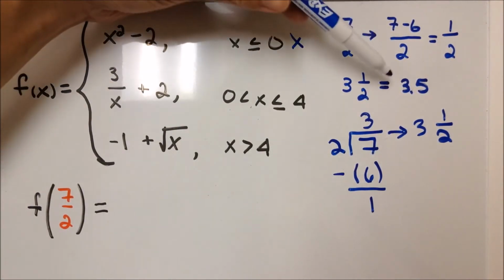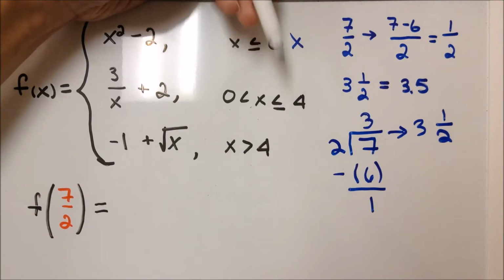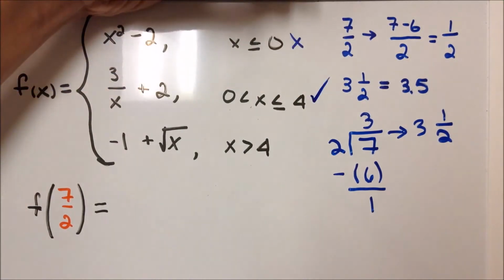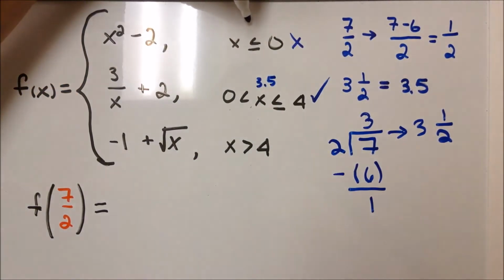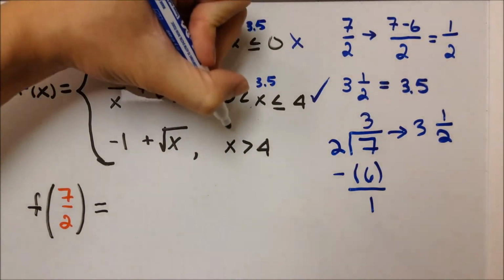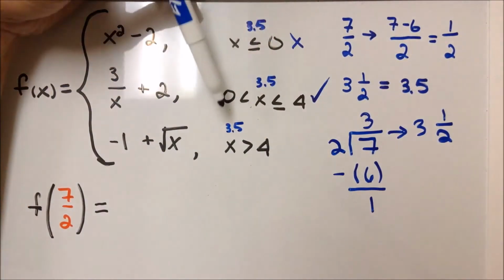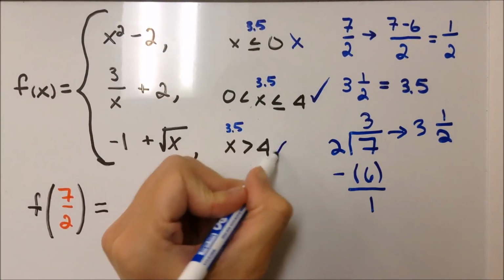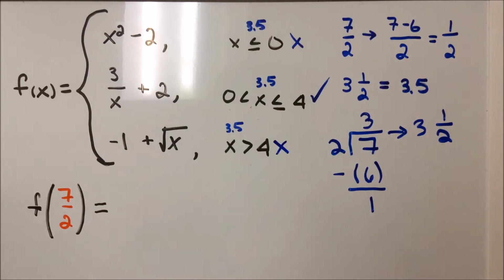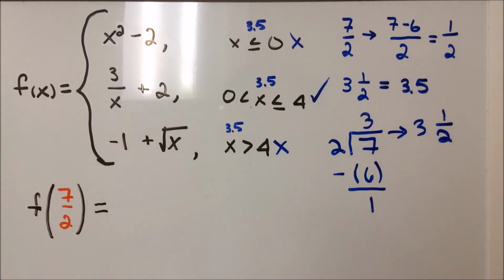Here, 3.5 will be greater than 0, but also it's less than or equal to 4, so that's true. So I'm going to show that I'm just plugging 3.5 into these x here. 3.5 and then 3.5. Let's check if this one is true or false. 3.5 is greater than 4. So that's false. So we're not going to use that one. So the only one we're going to use is the second function, 3 over x plus 2.